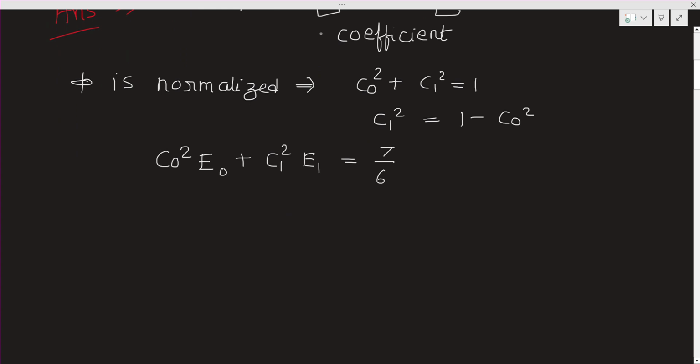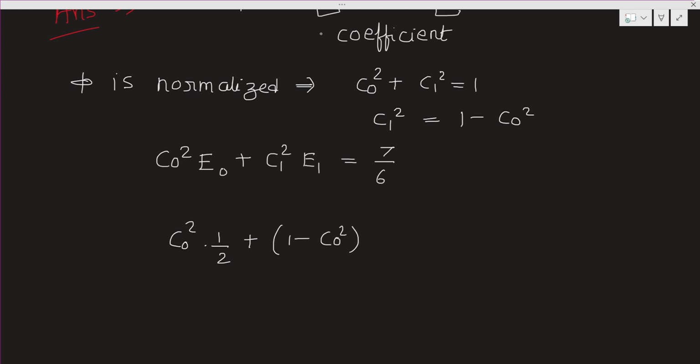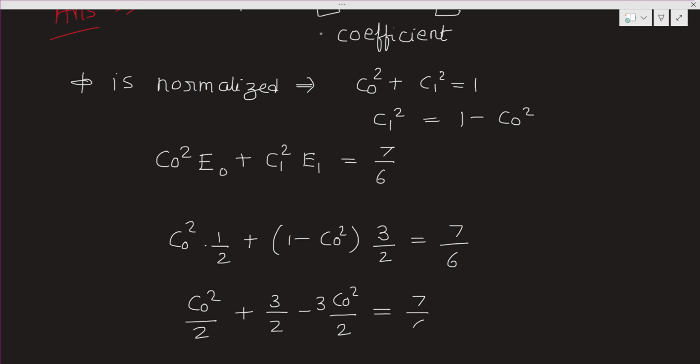Now just see here. You will have to put in the values of energy that are given to you. One is 1/2 for the ground state. C1 square you have not been given, but you can write 1 minus C naught square here. And the energy of the first excited state is given as 3/2. Now you can open the bracket. You can write C naught square by 2 plus 3/2 minus 3 C naught square by 2, will be equal to 7/6.